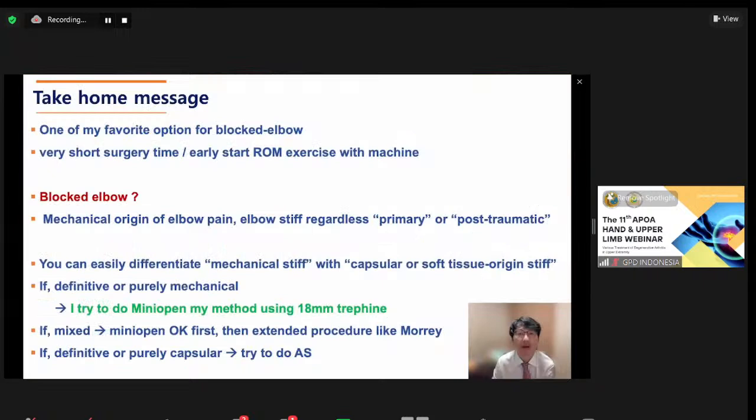Now we are running out of time, and it's time to summarize my message. The OK procedure is one of my favorite options for blocked elbow. What's a blocked elbow? You can easily imagine a mechanical origin of elbow pain and subsequent elbow stiffness, regardless of primary or post-traumatic. Also, you can easily differentiate mechanical stiffness from capsular or soft tissue origin stiffness. In my method, if there is definitely a mechanical origin, I try a mini open method using an 18 millimeter trephine. If mixed, then I try the mini open OK procedure first, then extend the procedure like Mori. If definitely or purely capsular stiffness, I try an arthroscopic procedure.